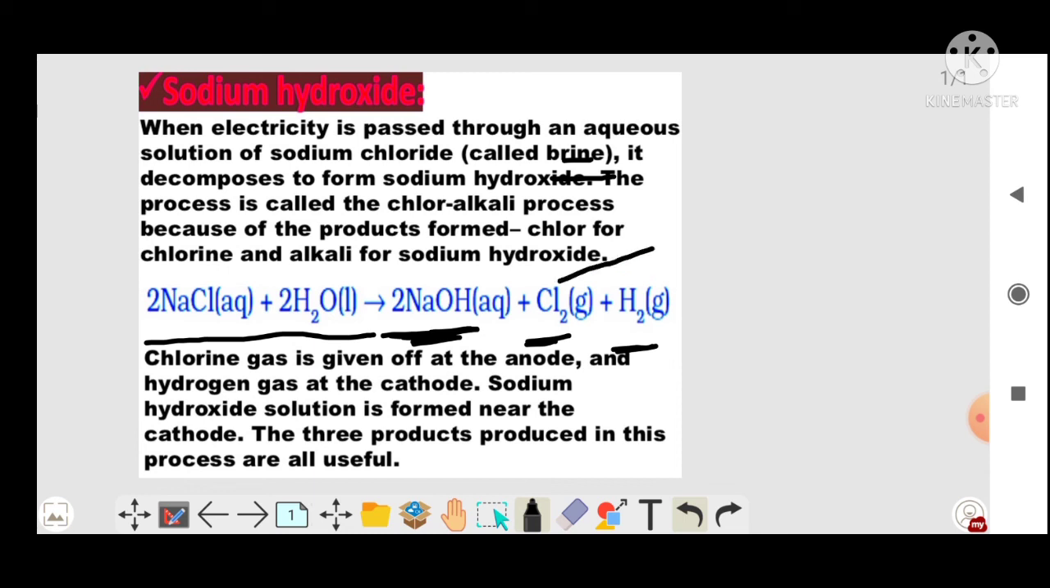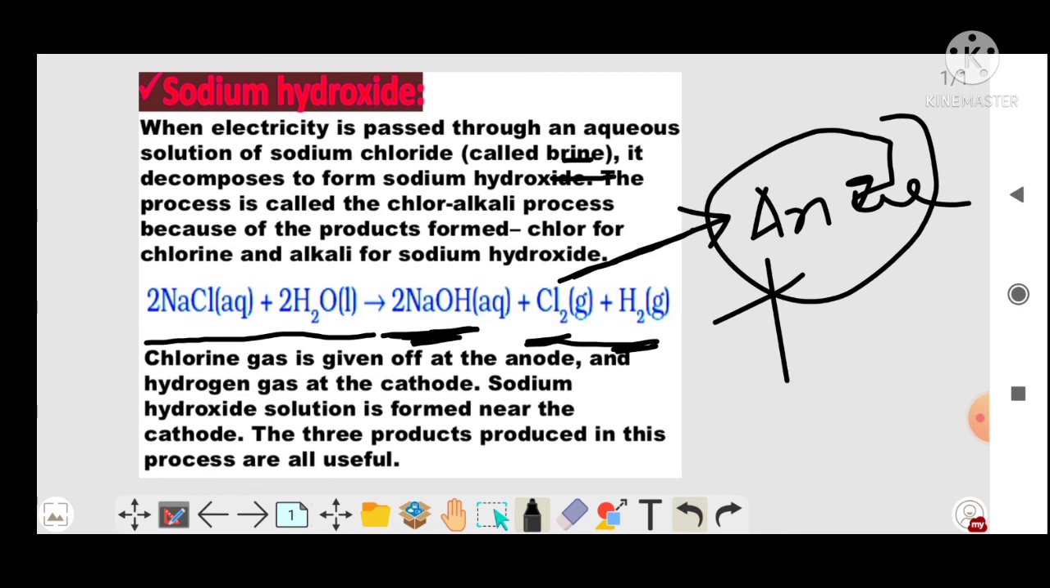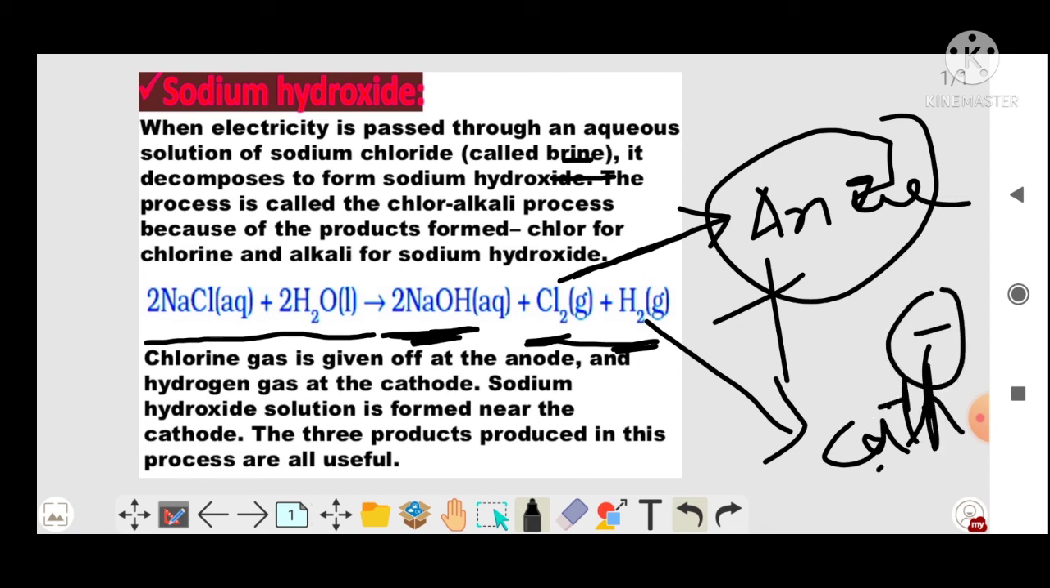Now as electricity is passed and this production occurs, chlorine goes towards the anode, as chlorine is negatively charged and the anode is positively charged. So plus-minus attraction will happen. And hydrogen goes to the cathode, and the cathode is negatively charged. Hydrogen, H plus, is positively charged, therefore it goes towards the cathode. Okay, these three products, sodium hydroxide, chlorine and hydrogen, are all very much useful.